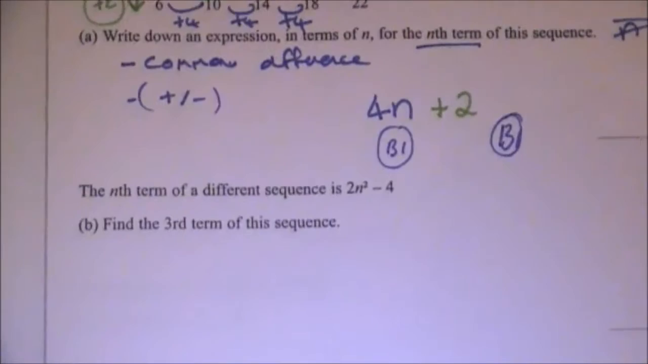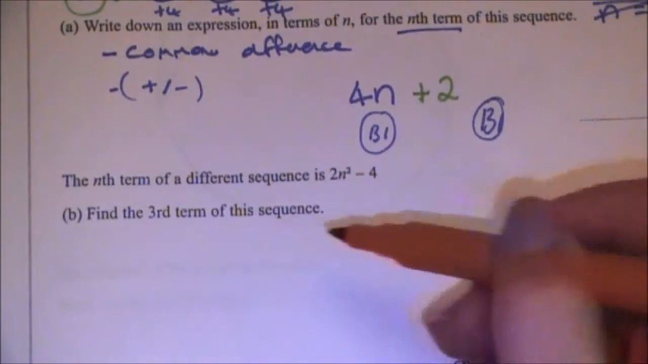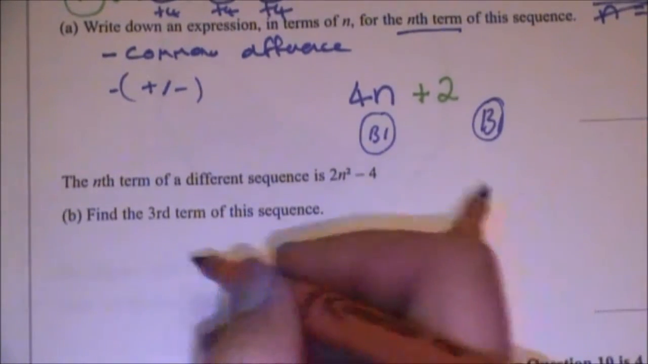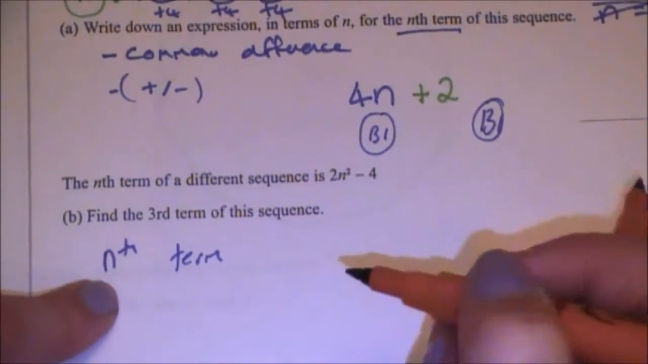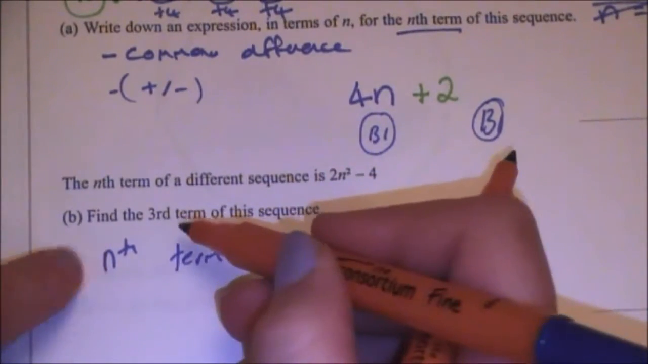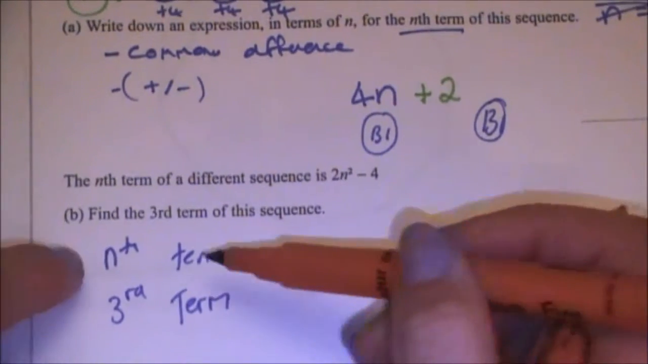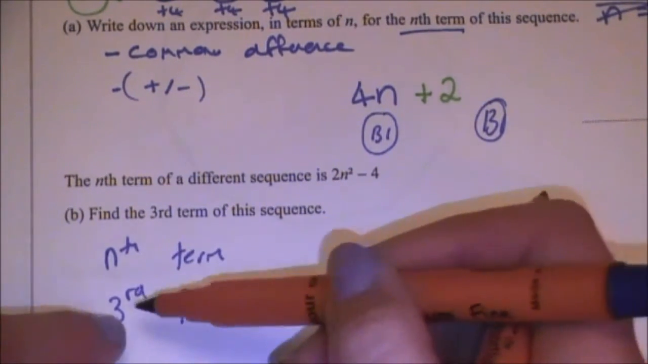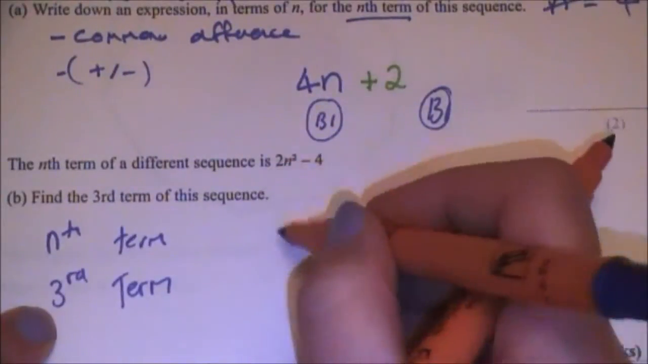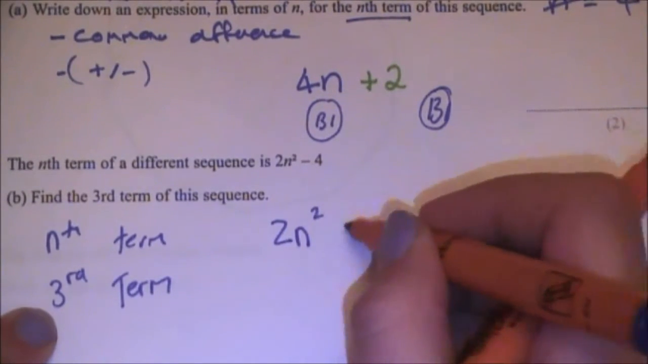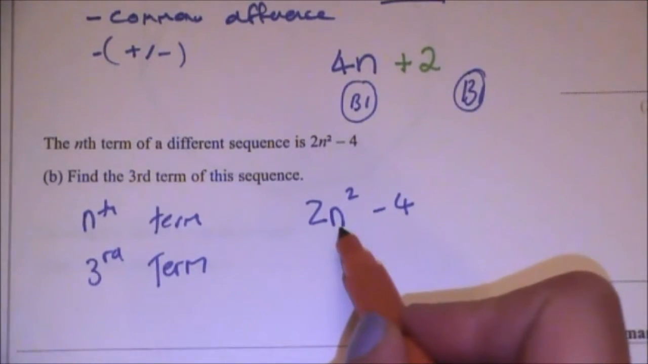Part B says the nth term of a different sequence is 2n squared minus 4. Find the third term of that sequence. Now the whole point in the nth term is because the n is the position in which the number lies. So if we're looking for the third term, we're looking for the third term. And that's why it's called the nth term. So we're looking for the third number in that sequence. So n is equal to 3. My expression is 2n squared minus 4. I need to substitute that 3 into that expression.